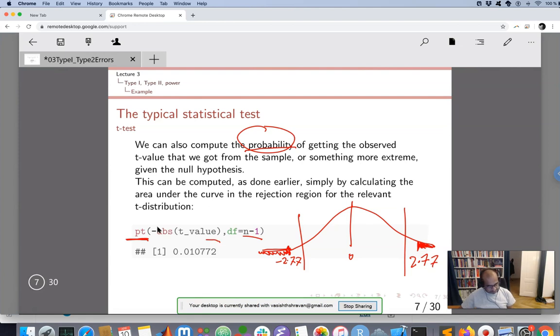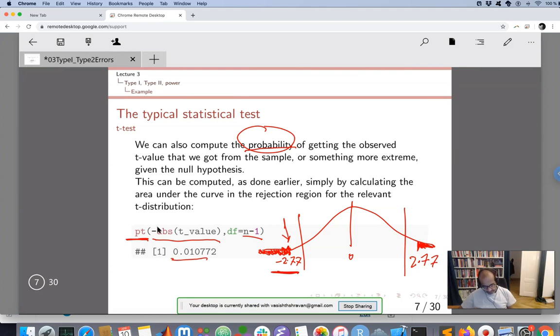And what I'm giving it as input is the negative t value, minus 2.77. I've taken the absolute t value and taken the negative sign of that. And that gives me this number here, minus 2.77. So I figured out this area under the curve using the pt function.